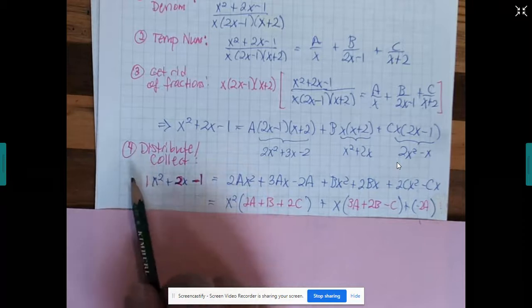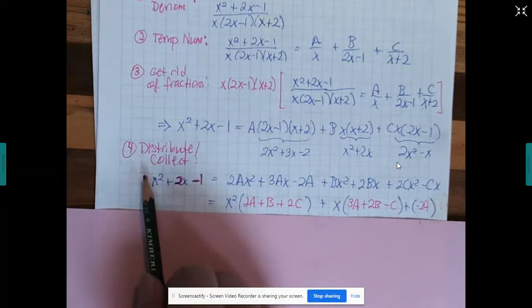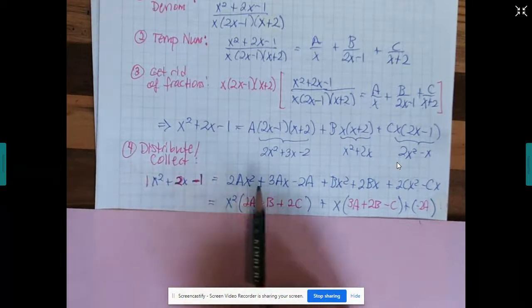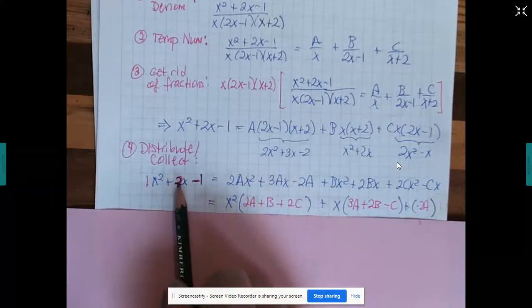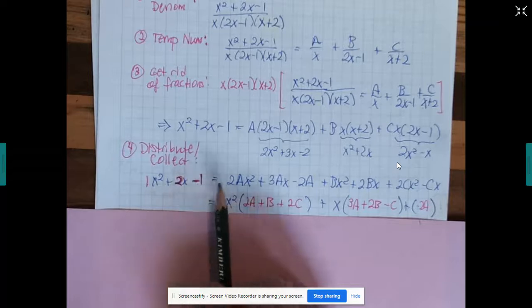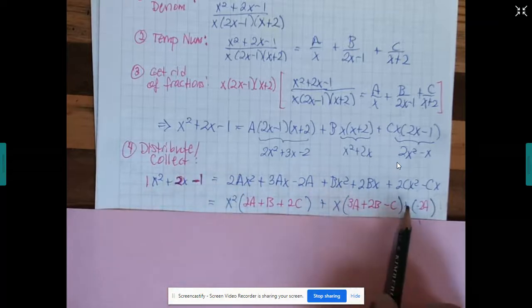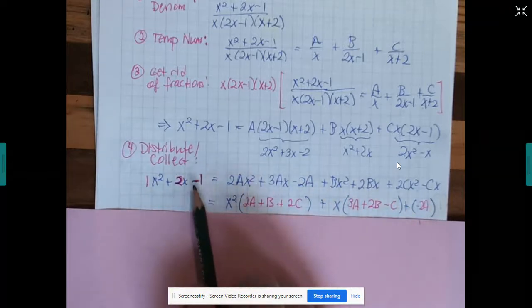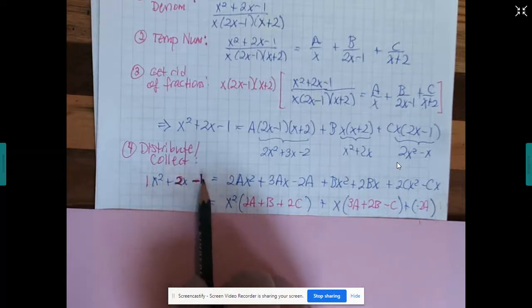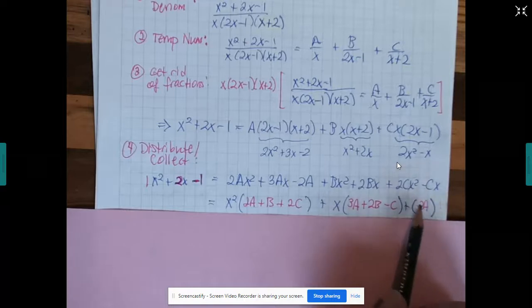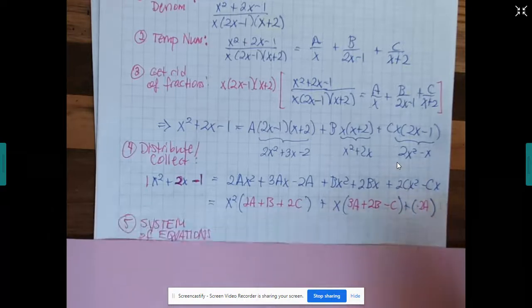So you've got the coefficient of your x squared over here is 1. This is the coefficient for your x squared over here. Coefficient of your x term on this side of the equation is 2. The coefficient for your x over here is 3a plus 2b minus c. And the constant term, think about it like this, x2, x1, x0, x to the 0 is equal to 1, right? So this is your x to the 0 coefficient, -1, and over here, -2a.